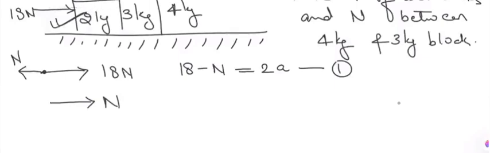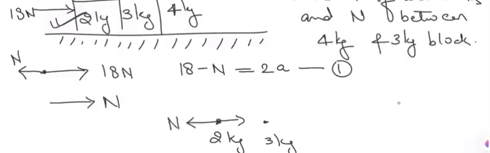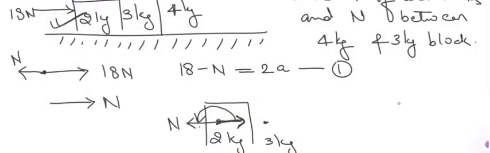Check. This is my 2 kg. With this the 3 kg is connected. When I apply acceleration over here, that means acceleration is going this side. So this acceleration will apply an equal and opposite force, that is the normal force. So the 2 kg block is applying a normal force over this. Making sense? Great. So this normal force is now acting on the second block.